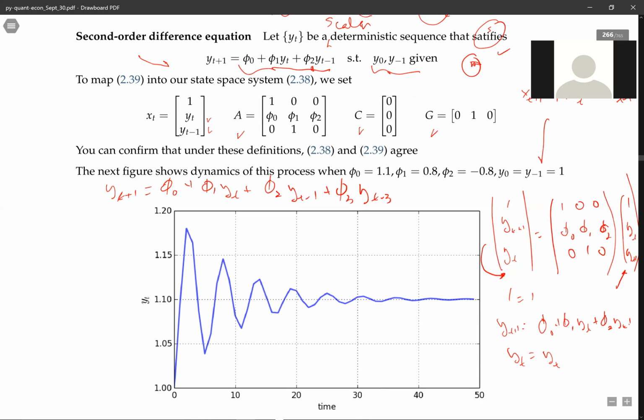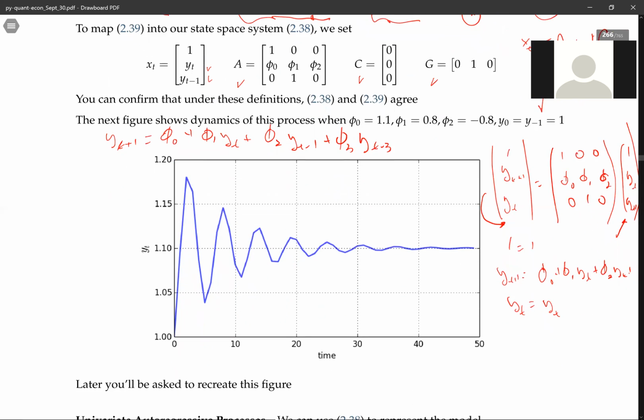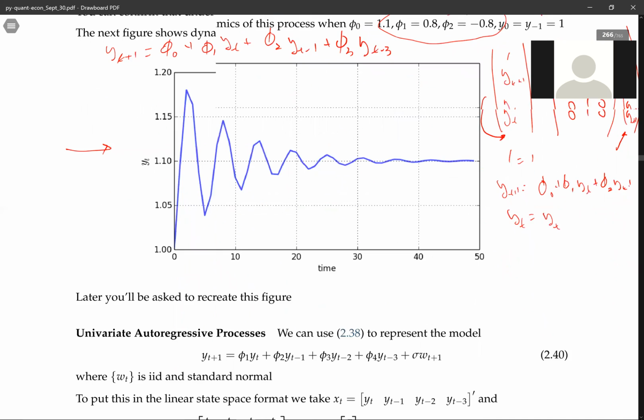Okay. And then, by the way, this next figure shows why Paul Samuelson was interested in this. The numbers we picked here are very close to Paul Samuelson's numbers. There's no shocks here, but what this process will do is generate these damped cycles.